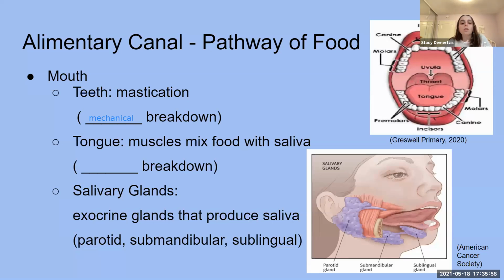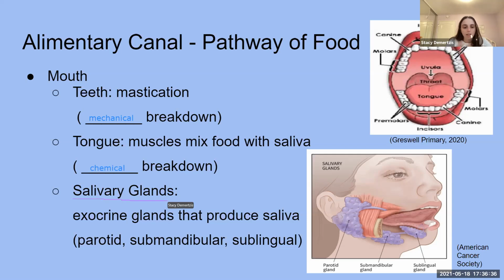For the tongue, the tongue has some muscles that work to help mix food with saliva. So when we're mixing saliva with food, think about what saliva does. What kind of breakdown would that be? Would it be a mechanical or a chemical breakdown? Chemical. Chemical, absolutely. And so the key thing here is really understanding the function of saliva. And we'll talk about that when we review the salivary glands.